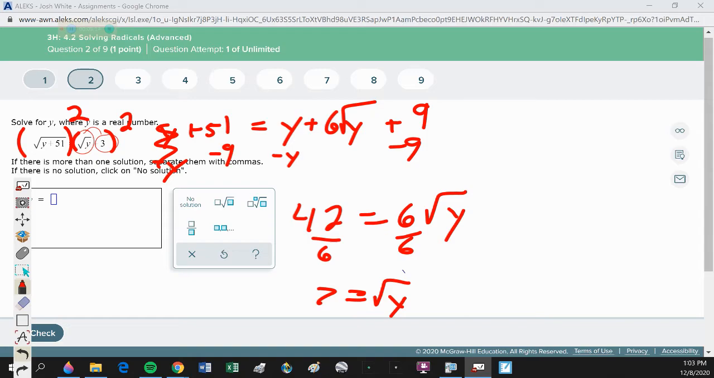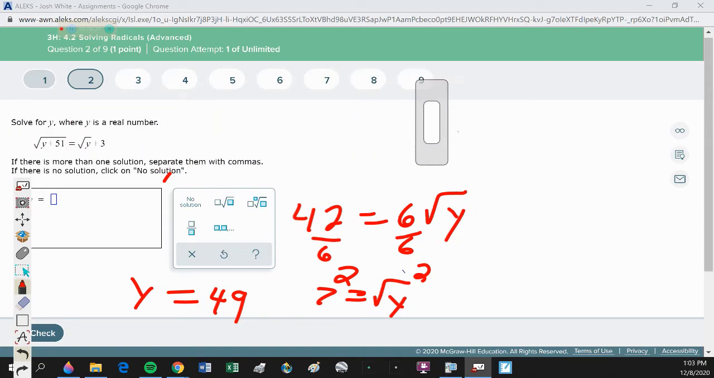Now what? Square both sides. And I get y equals 49. Is that okay? I don't know. We got to look back here.